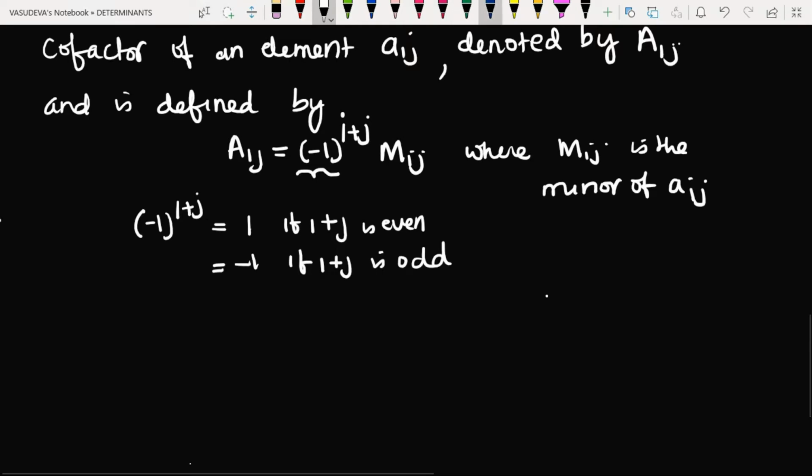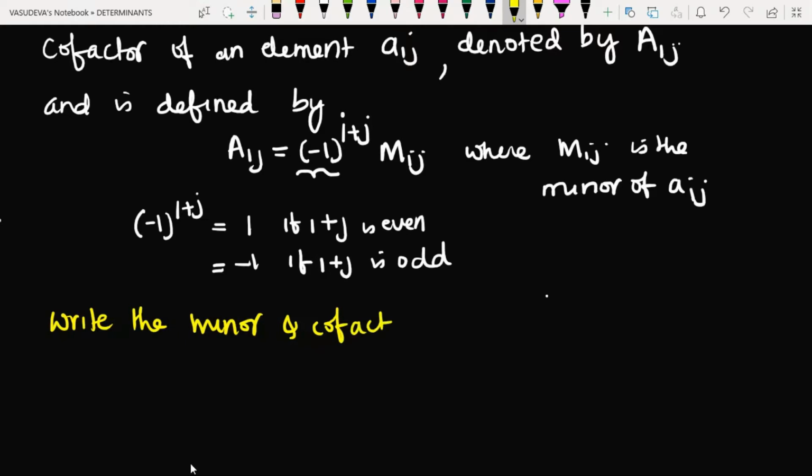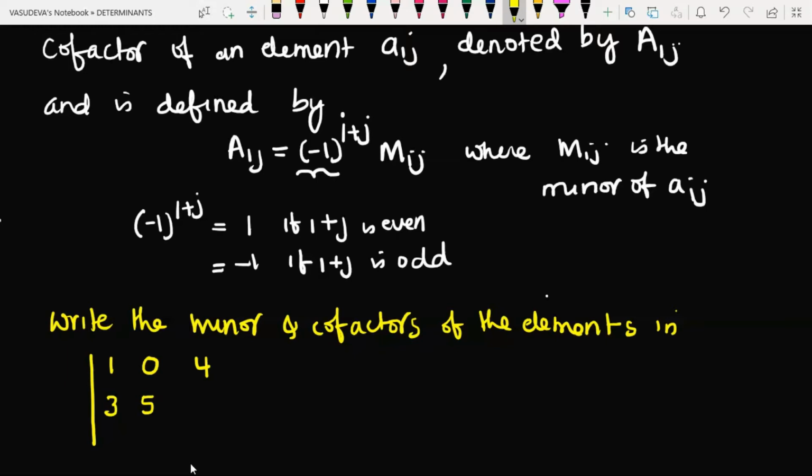Write the minor and cofactor of the elements in the following determinant. So in the determinant: 1 0 4, 3 5 -1, 0 1 2.